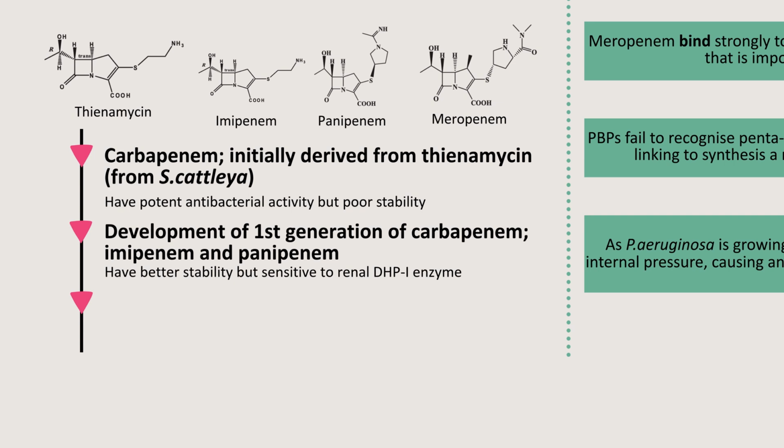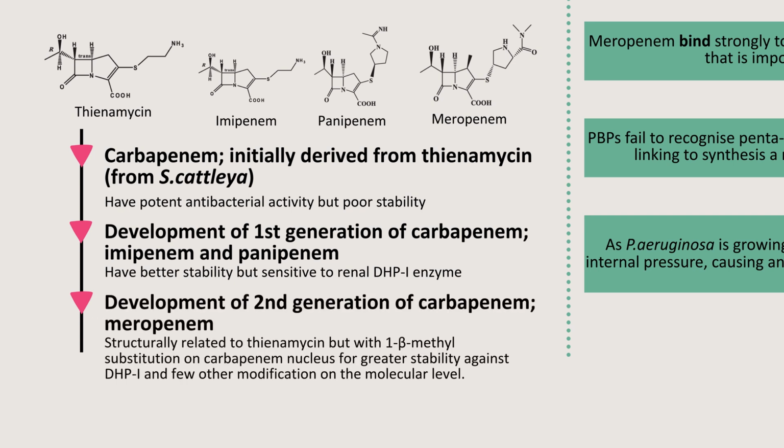Further innovations came from Sumitomo Pharmaceutical, leading to the next generation of carbapenems, Meropenem. Structurally related to thienamycin, Meropenem featured a key modification, a 1-beta-methyl group on its carbapenem nucleus. This small change made a big difference, enhancing stability against DHP-I degradation, and allowing Meropenem to be used without the need for a DHP-I inhibitor.